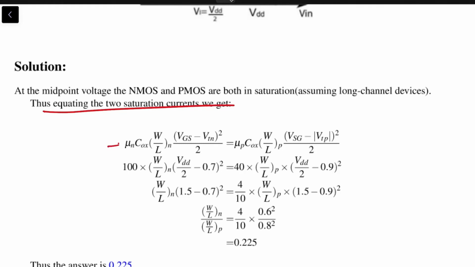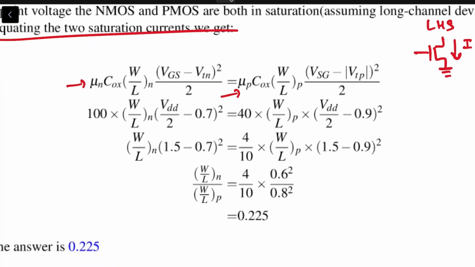So this is the saturation current for the NMOS, and this is the saturation current equation for the PMOS. What's on the left is the current going into the drain. This is the LHS of the equation, and what's on the right is the current coming out of the drain for the PMOS, because this is the saturation current formula for NMOS and PMOS.